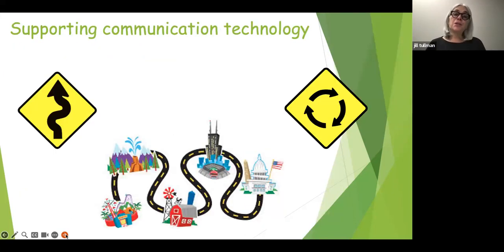So how do we support individuals using communication technology? I always like to say we need to have a roadmap. There could be lots of detours along the way. We could get a little lost before we get back on the right road, but we have to have a plan to know where we're going.